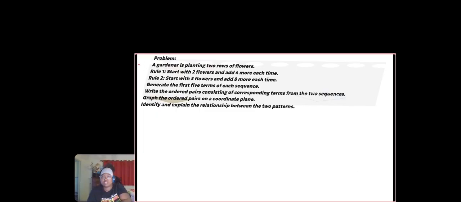So, rule number 1 tells us that we're going to start with 2 flowers, and then we're going to add 4 more each time. And then what's also important is we need to generate the first 5 terms of each sequence. So let's go ahead and generate the first 5 terms of rule number 1. So we're starting with 2 flowers, and then we're adding 4 each time. So 2 plus 4 is 6. 6 plus 4 is 10. 10 plus 4 is 14. 14 plus 4 is 18. So those are the first 5 terms of that sequence.